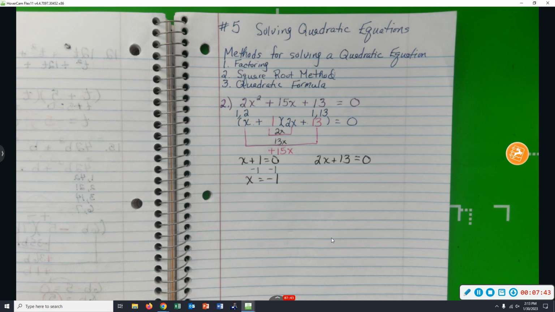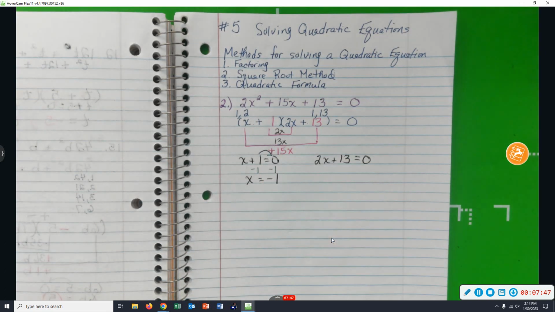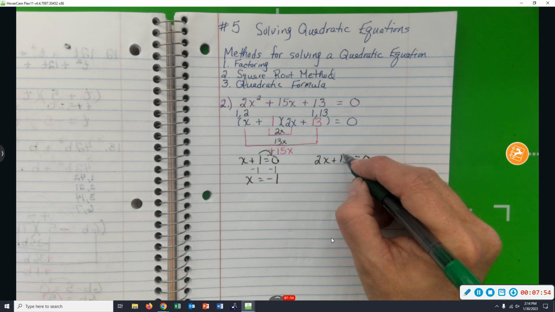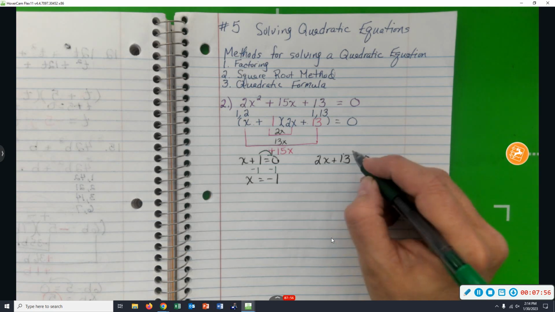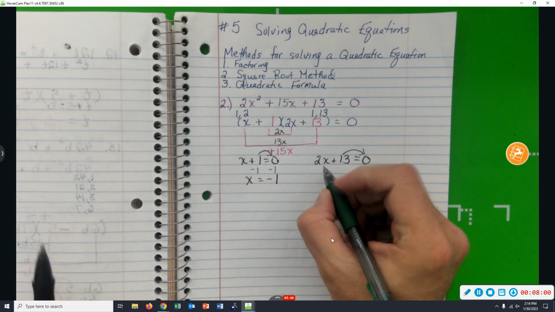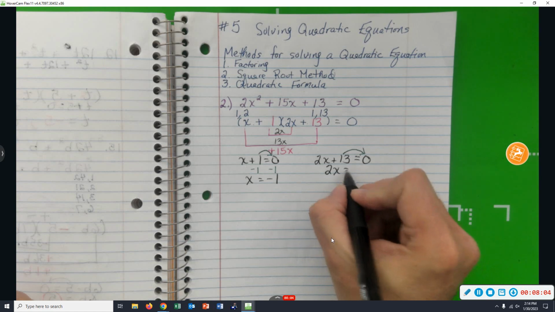Or, as we do this more and more, I'll just put the little arrow there to mean move the 1 over. Transpose the term. That changes the sign. Like right here, how would I get the x by itself? Okay, subtract the 13. So we have 2x equals negative 13.